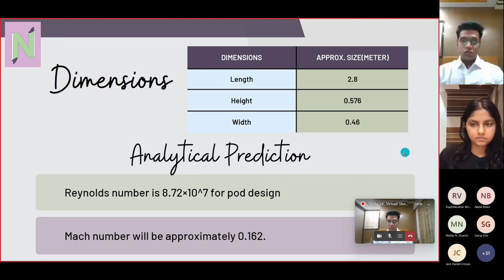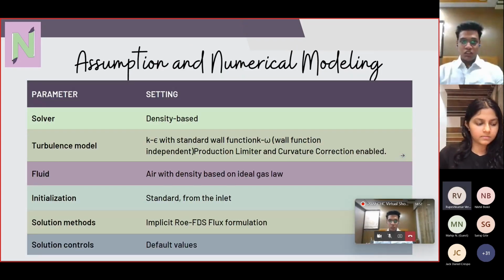During the assumptions and numerical modeling, we use a turbulence model of K omega SST type, and in the vacuum tube we use the adiabatic slip wall, and in the fairing boundary we use the no slip wall condition. And for the velocity inlet we consider 200 kmph.